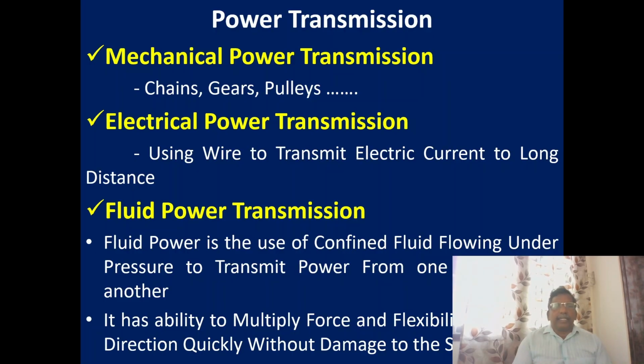Compared with mechanical and electrical transmissions, fluid power transmission has the ability to multiply the force. For example, if we have a 100 centimeter long stroke, after 50 centimeters we can multiply the force. That means we have the flexibility to increase the force while doing the punching stroke. That flexibility is what we have in fluid power transmission.